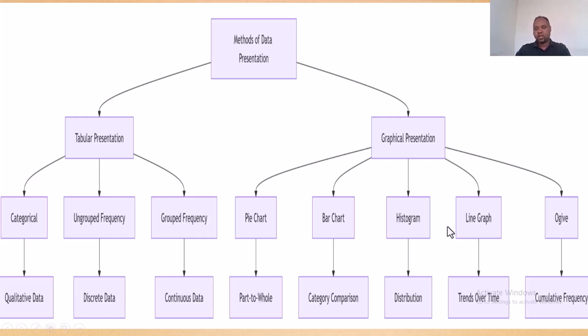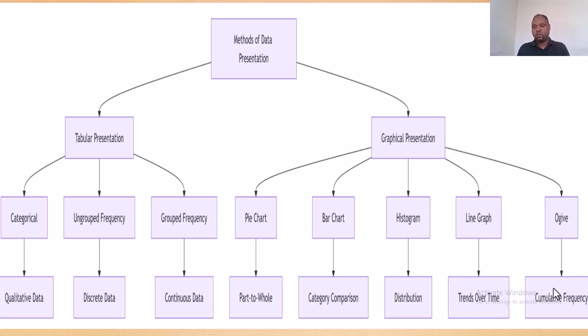Whereas the histogram, line graph, and ogive are useful to present continuous data. Histogram is most of the time useful to see the distribution of the data. Line graph is used to trend data over time. This is nothing but a time series plot. Ogive indicates the cumulative frequencies. Cumulative frequency can be more than cumulative or less than cumulative frequency.